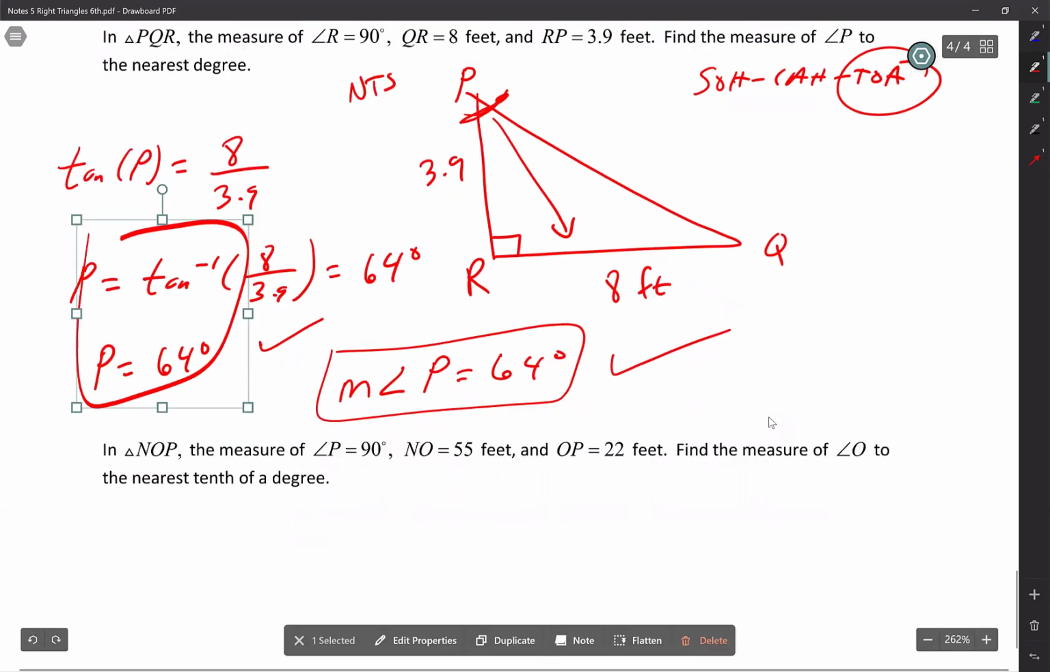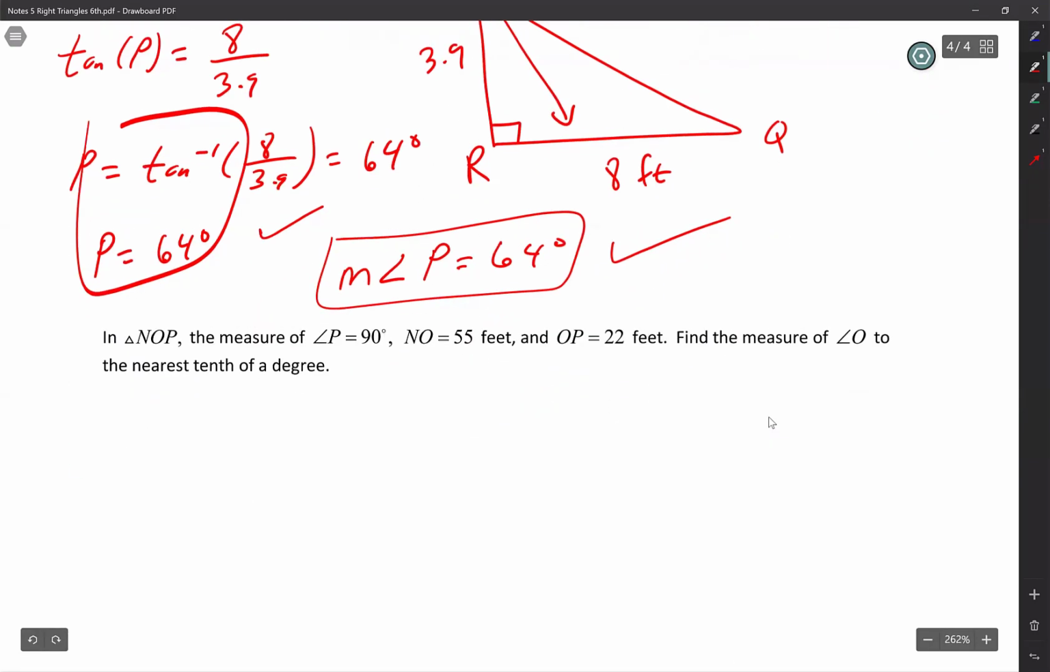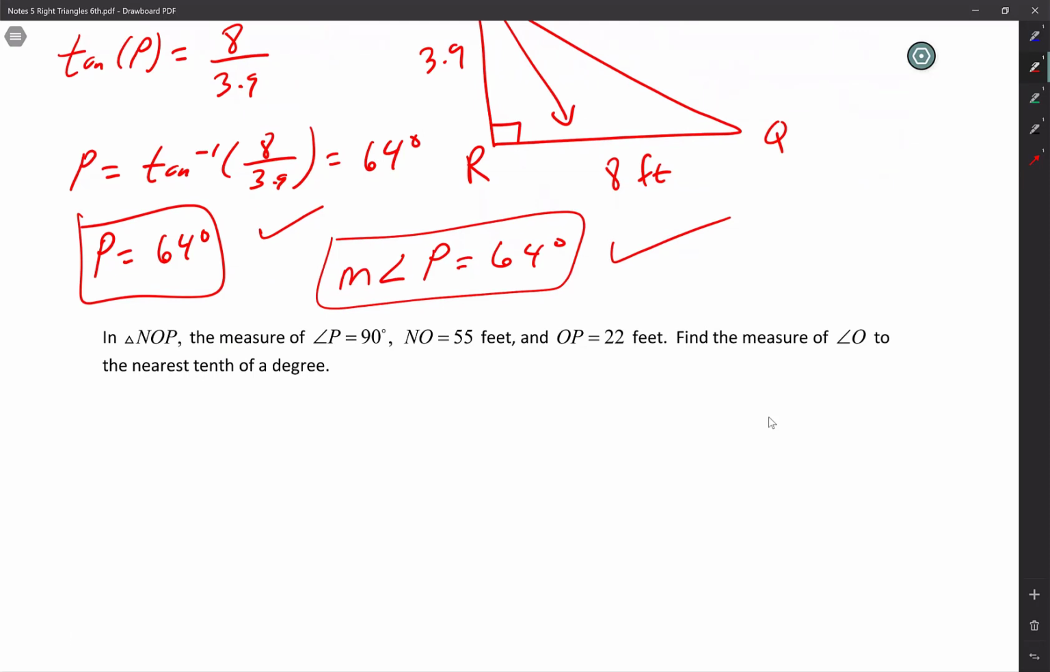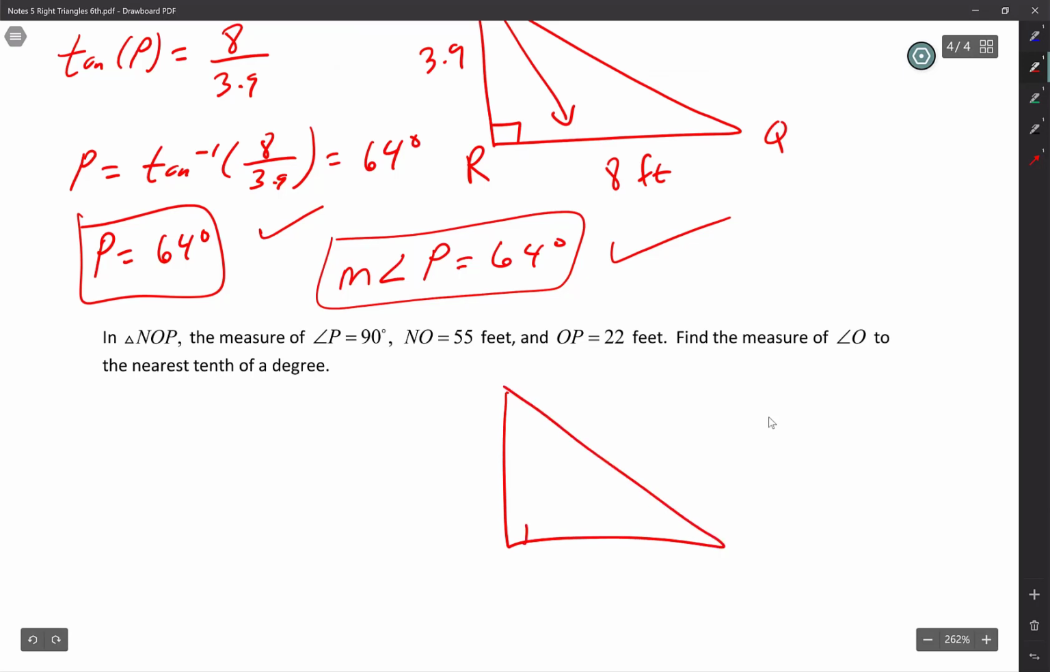All right, here we go. Let's keep going. Triangle NOP is measured, and angle P is 90 degrees. So here's angle P, and then here is N, and here is O. NO is 55 feet long, and OP is 22 feet long. Find the measure of angle O to the nearest tenth of a degree. So here's measure angle O to the nearest tenth of a degree.